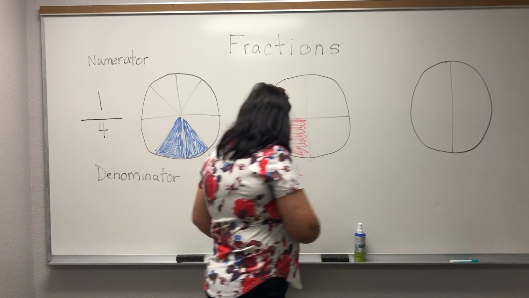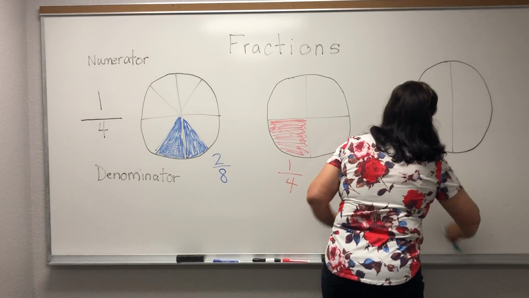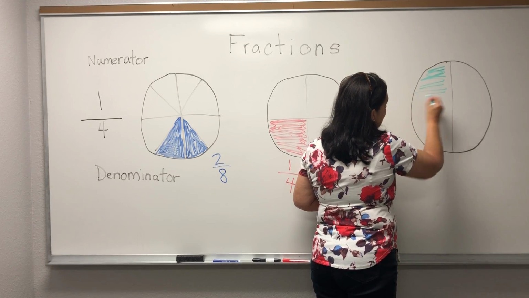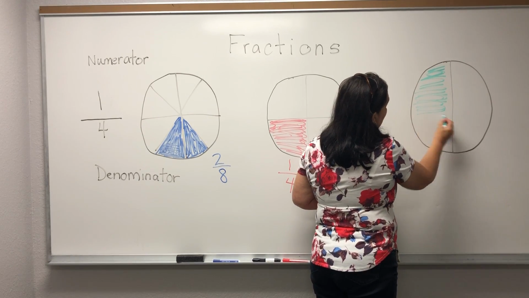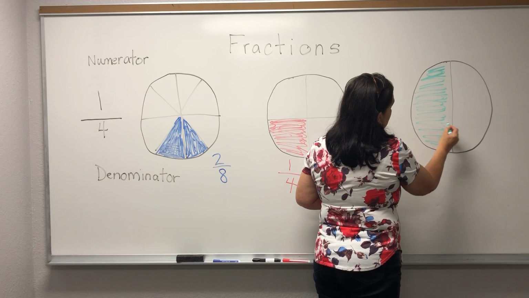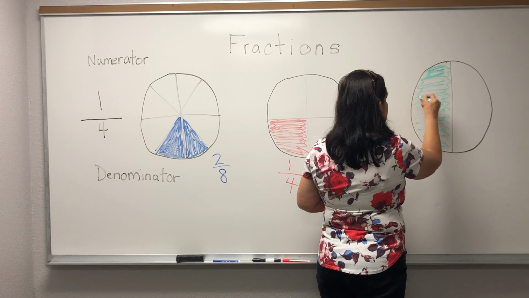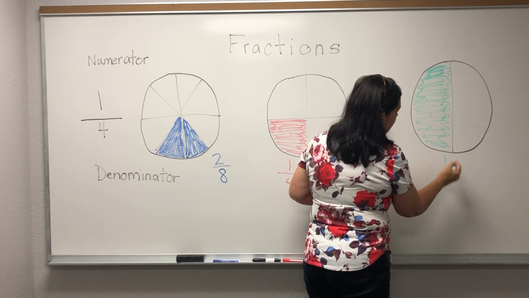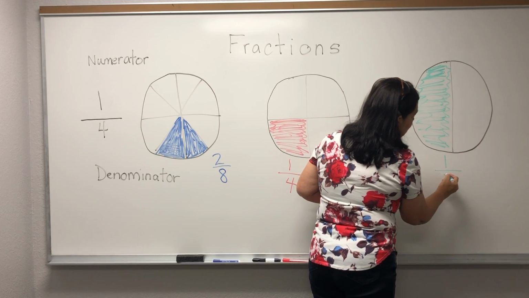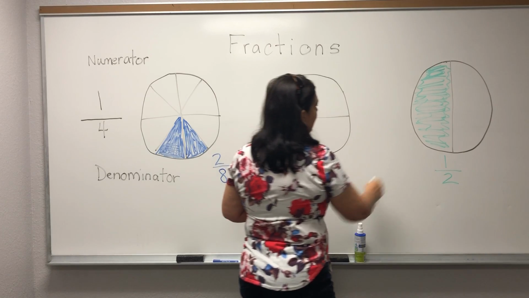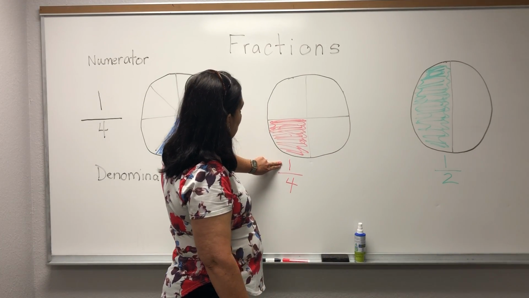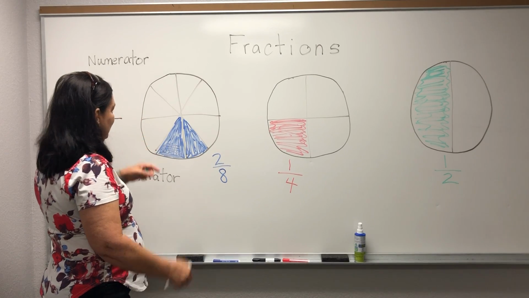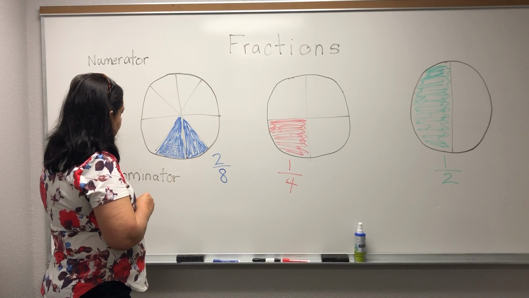Okay, now the last one, I'll do it in green. And say we had, and I said this was one of those big cookies, you'd have a stomach ache if you ate all this. Okay, so we still only shade in 1, but we've only divided it into 2 parts. So we say that's 1/2. So that's 1/2 of our cookie. This is 1/4 of our pie, and this is 2/8 of our pizza.